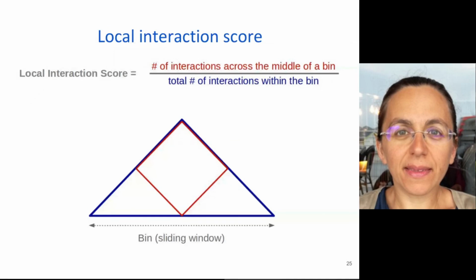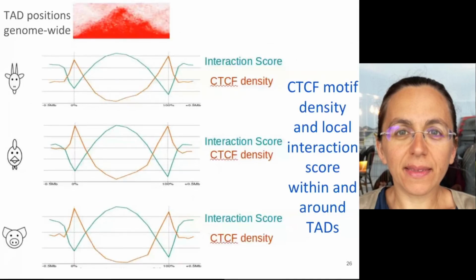So then on slide 26, we did exactly that. We had these TAD positions genome-wide, and we can compute both the interaction score in green and the CTCF density in red. And we clearly see that we have a peak of CTCF density at the TAD boundary, as we expect, and this decrease of interaction score at the TAD boundary. So this was quite satisfactory, and since we were, I think, one of the first to perform this Hi-C in some of the species, for example goats, we were quite satisfied.